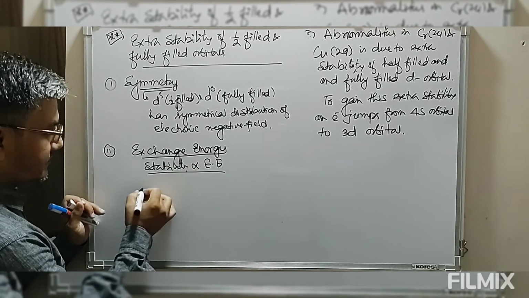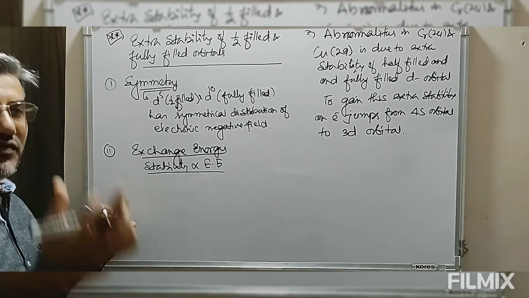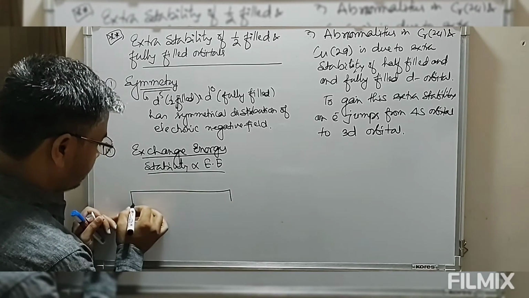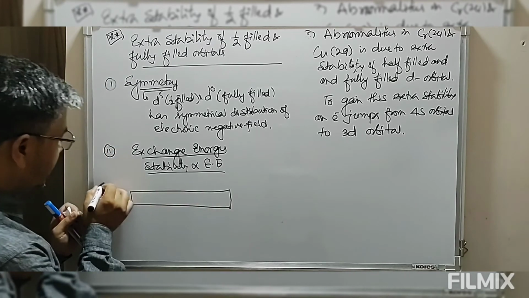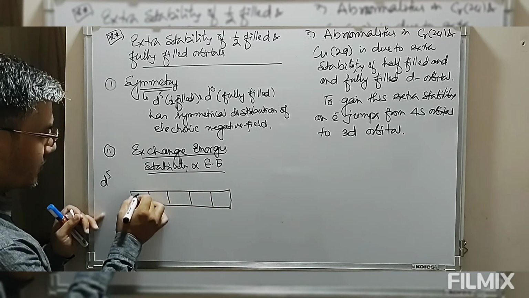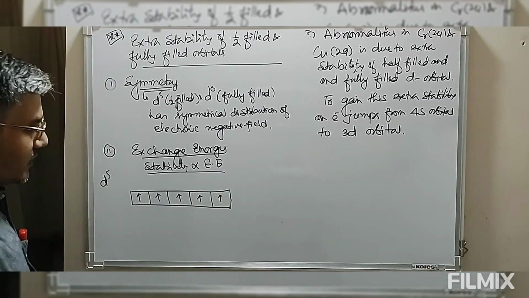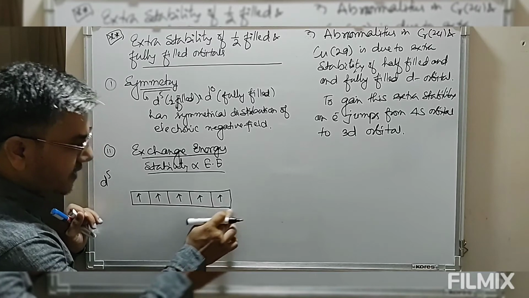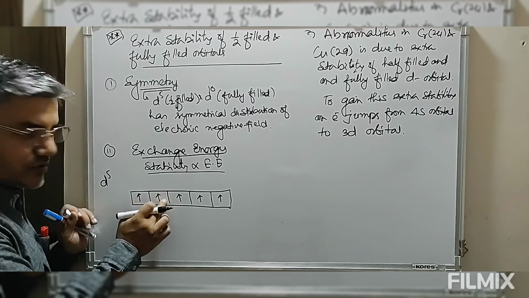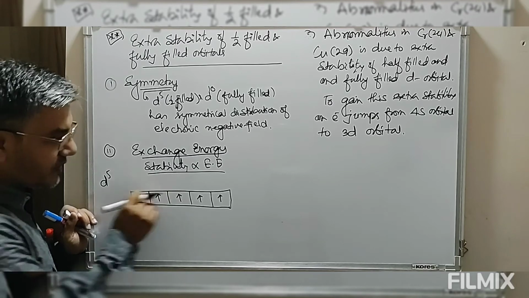Now let's see exchange energy. It means electrons with the same spin can undergo exchange of each other's position. So now look here. Let's say this is d5, and we have 1 electron in each orbital. Now look at this, all 5 orbitals have the same energy, that is d degeneracy. Now this electron can also occupy here, so there is no fixed position. This electron does not have to occupy this orbital only. It can occupy any of the orbitals.